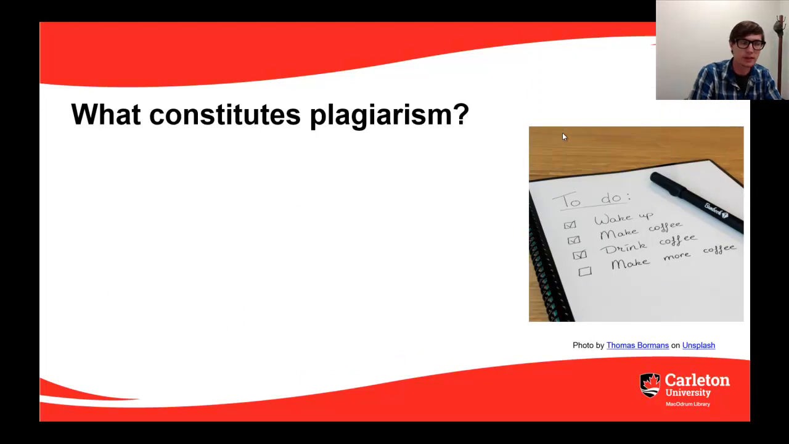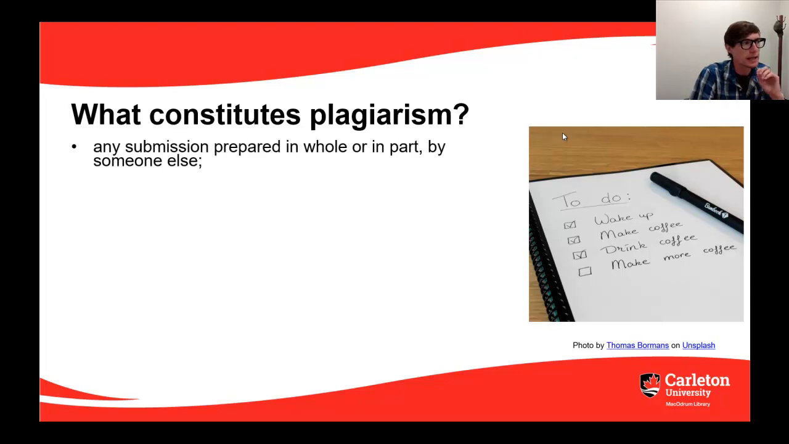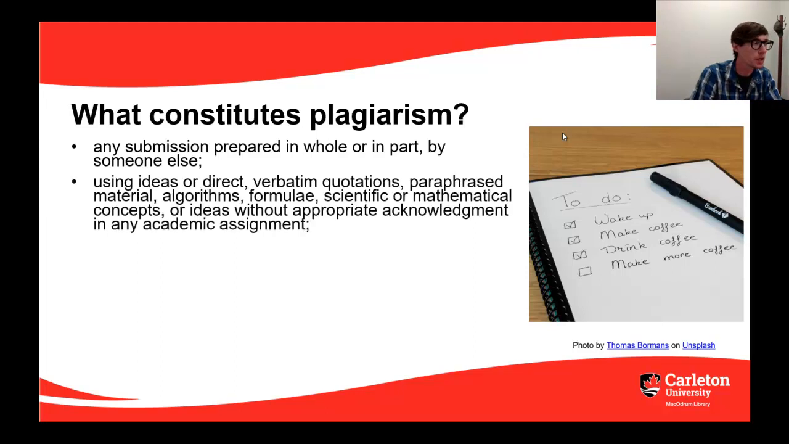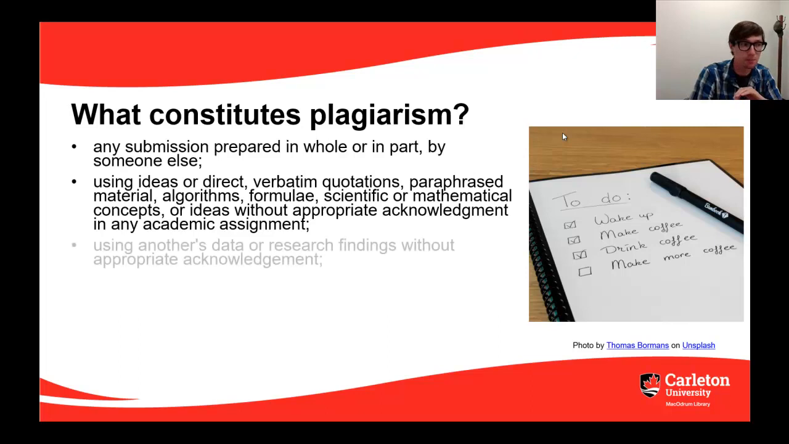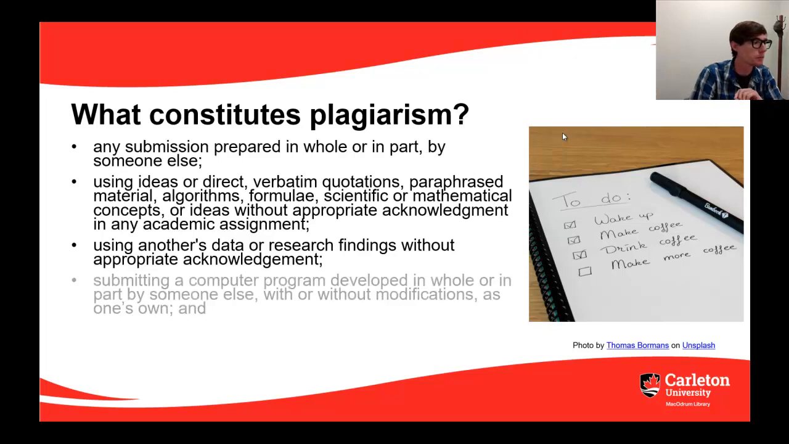So there's a couple different things, and this is not exhaustive, but it is just a starting list. If we think about any submission prepared in whole or in part by someone else, so you're submitting someone else's work as your own, that constitutes plagiarism. Using ideas or direct verbatim quotations, so exact quotations, paraphrase materials, algorithms, formula, scientific or mathematical concepts, or ideas without appropriate acknowledgement in any academic assignment. Also, using another's data or research findings without appropriate acknowledgement. Remember, we do need to cite everything.